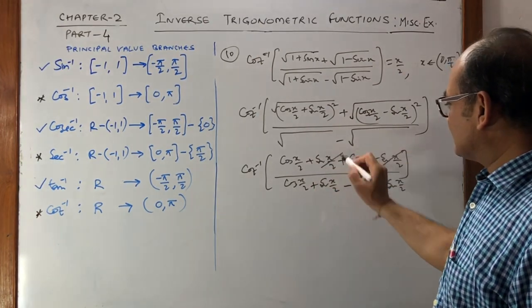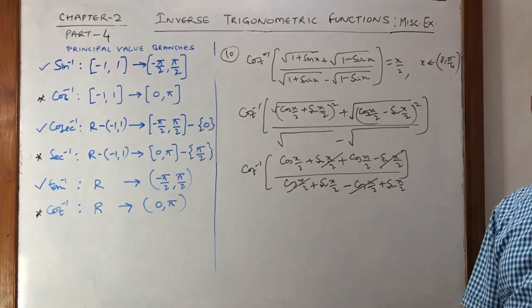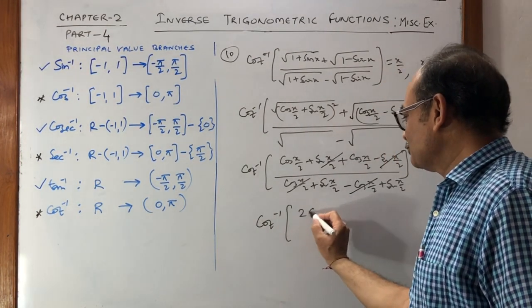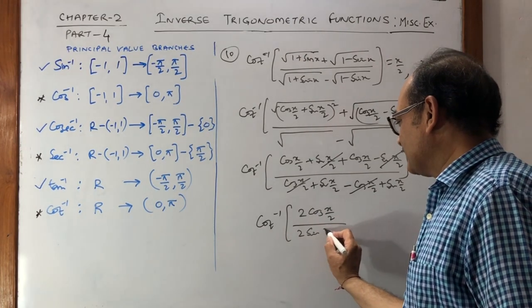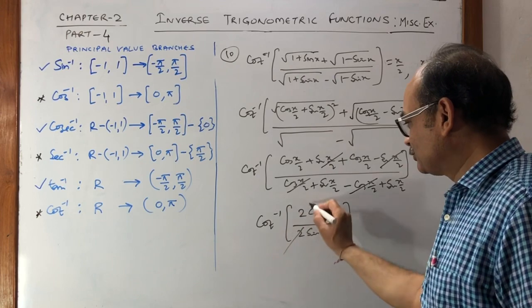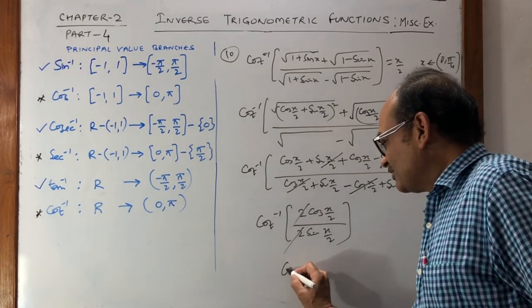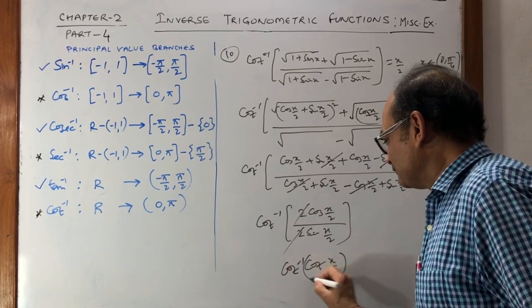Minus plus cancel out, and minus plus cancel out. We have cot inverse of 2 cos x by 2 divided by 2 sin x by 2. The 2 and 2 again cancel out. What is remaining? Cot inverse cot x by 2.